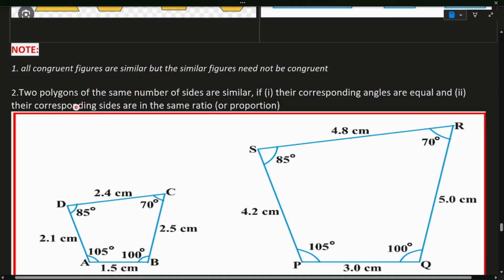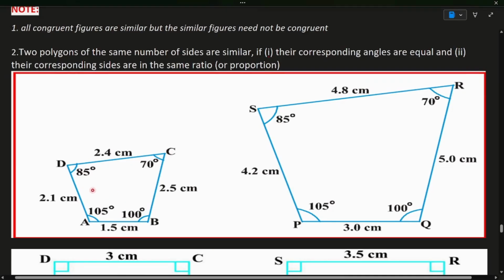Point 2. Two polygons with the same number of sides are similar if and only if their corresponding angles are equal and their corresponding sides are in the same proportion. For example, consider this one polygon and this other polygon. Both look the same. Also, we have to check these two points. Corresponding angles are equal. Corresponding angles means this is the corresponding angle of this, this is the corresponding angle of this, and this is the corresponding angle of this.